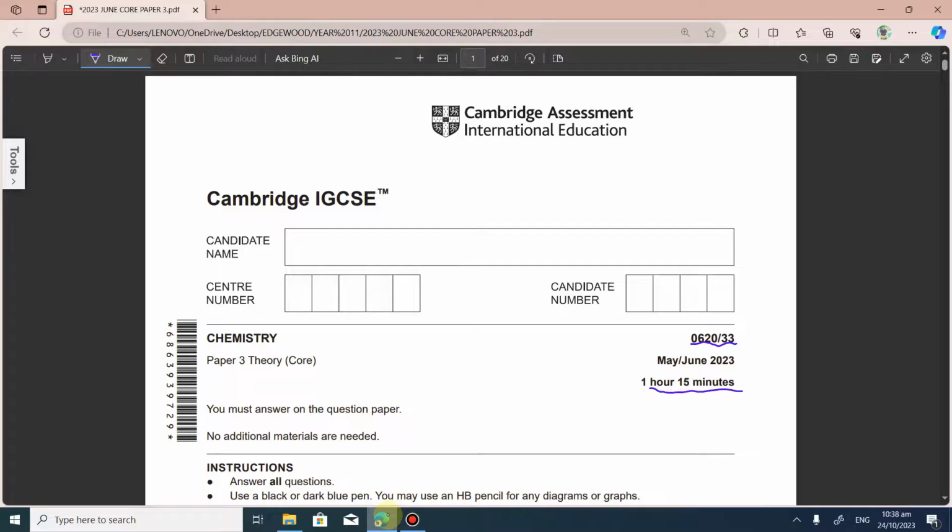Today, we are going to solve this paper from the Cambridge IGCSE Chemistry, paper 3 theory. It's a core paper, and the date is May-June 2023. The paper code is equally there, and the time allocation for the examination. So we are going to be solving all the questions and explaining the concepts so that you can understand why certain answers are so for certain of those questions.